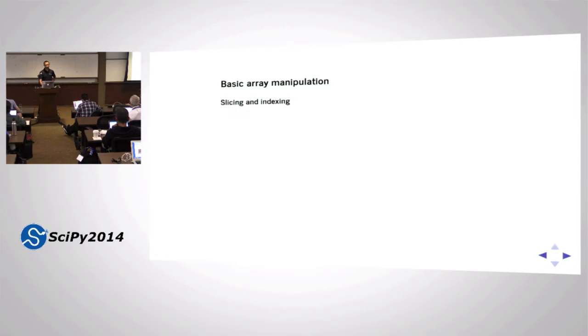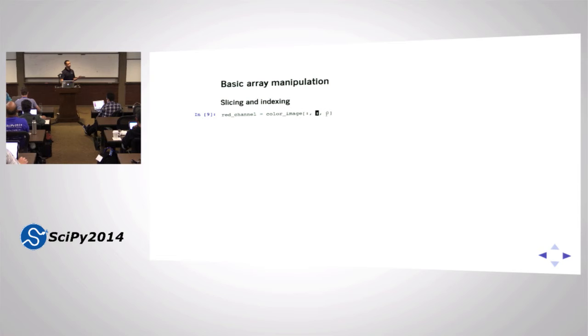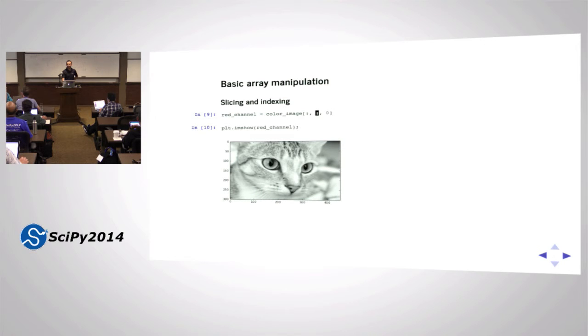So just some basic array manipulation. If I want to use some slicing and indexing to grab the red color channel, we would do this, right? So we're just taking all the rows, all the columns, and the 0th channel, so the red channel. It's in red, green, and blue order. So this should give me the red channel. If I plot it, I get this gray picture of the cat.